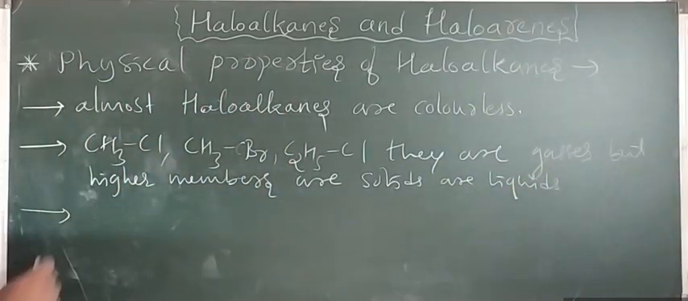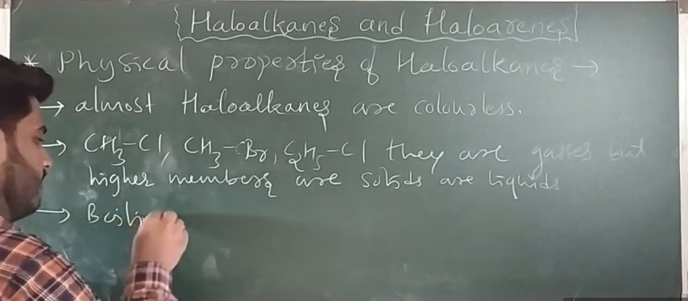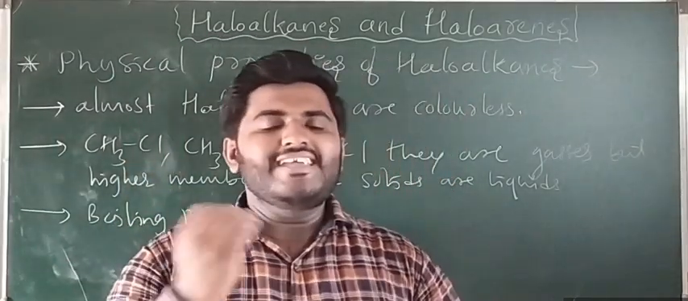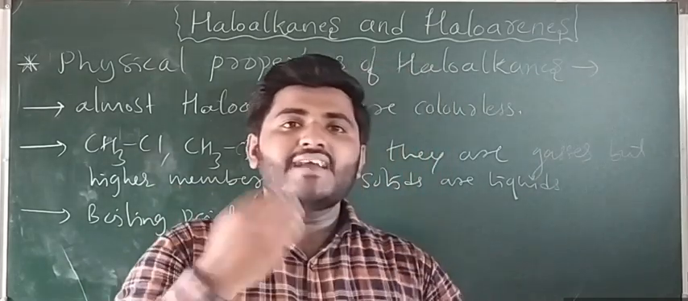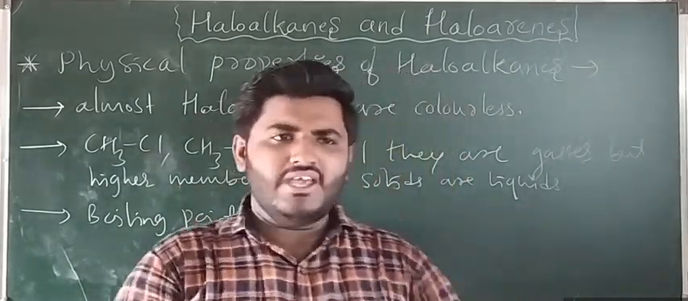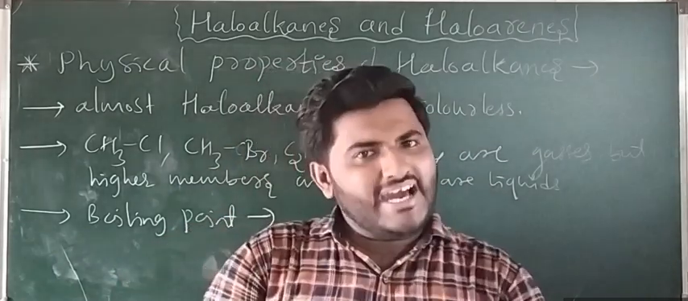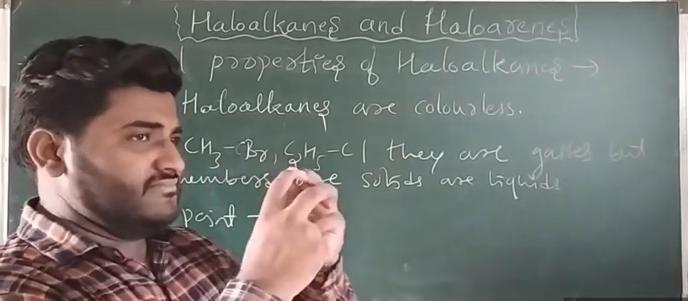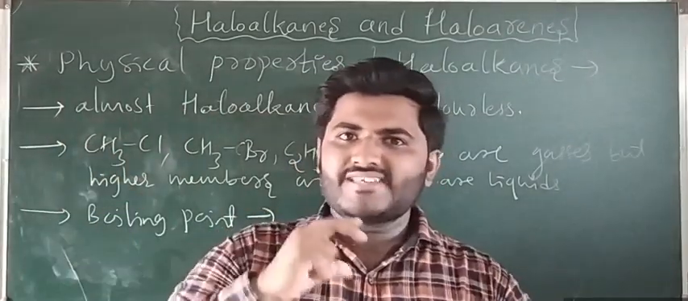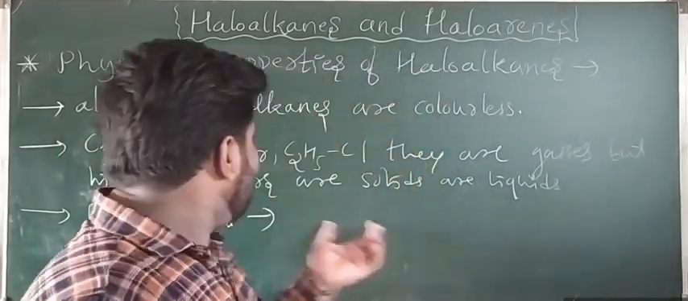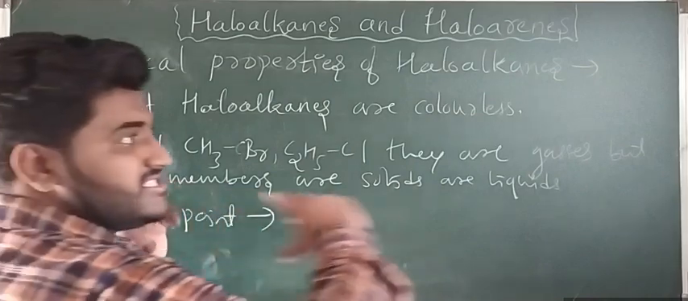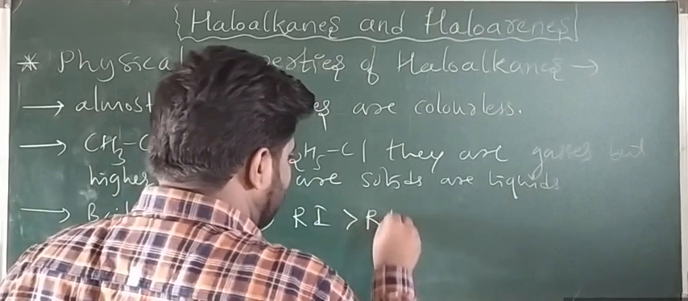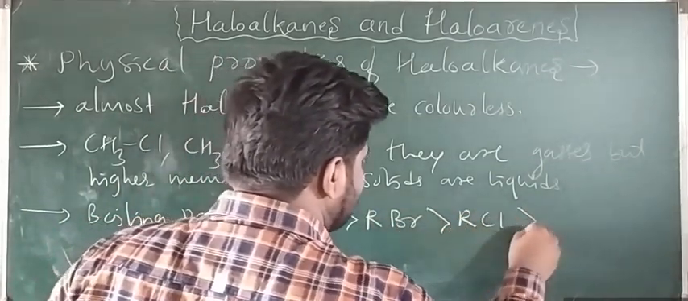Third property is regarding boiling point. Haloalkanes usually have a higher boiling point than the corresponding alkane. This is due to the weak van der Waals force between halogen and carbon atom. If the size of the halogen atom increases, boiling point increases; if the size decreases, boiling point decreases. Look here: RI greater than RBr, greater than RCl, greater than RF.